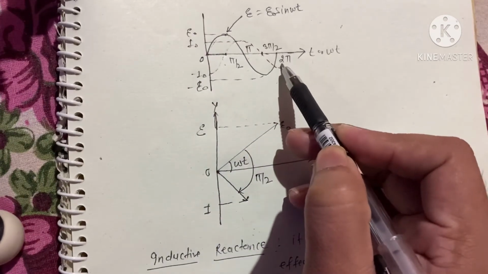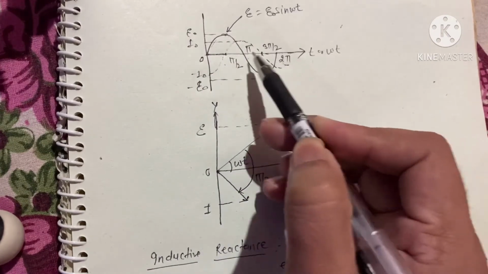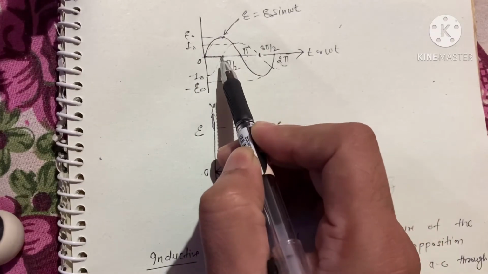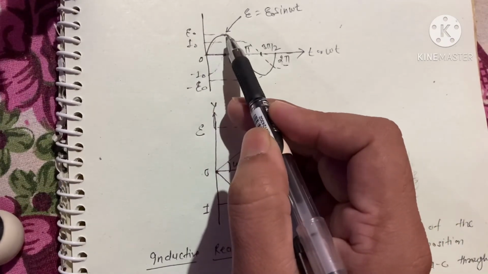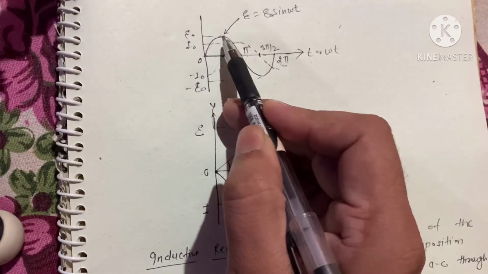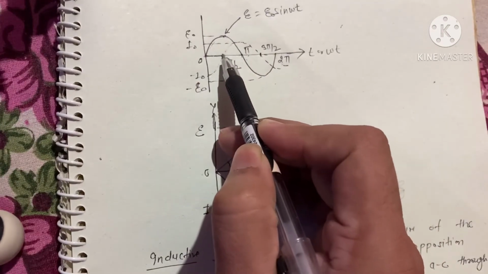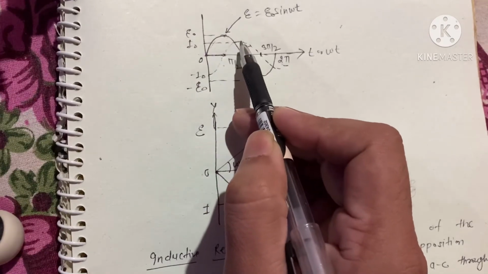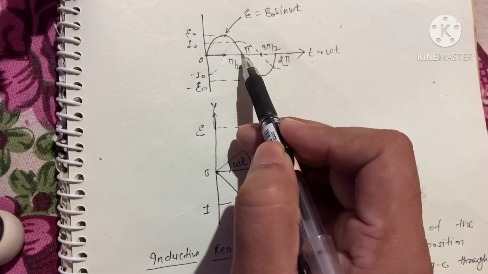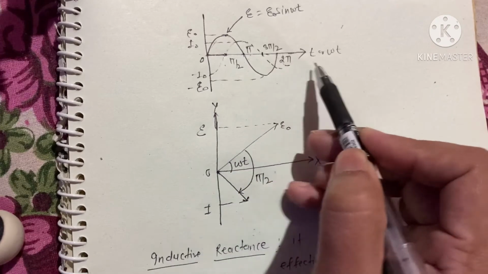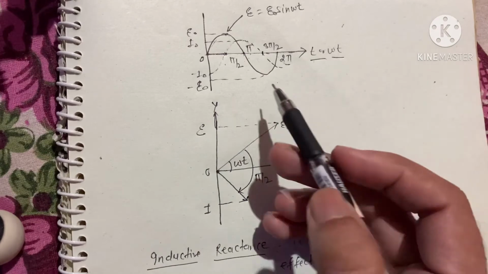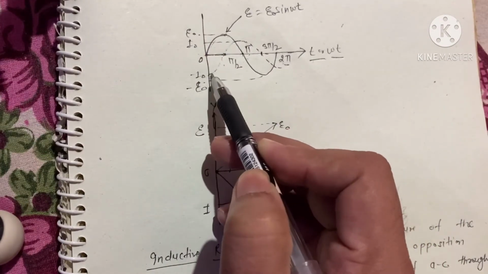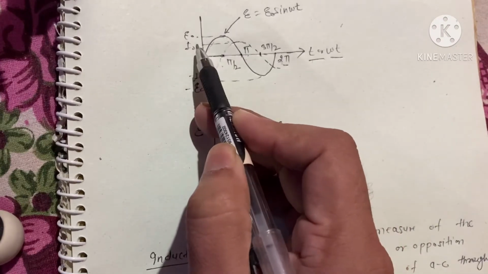For one complete cycle, the phase is 2 pi. So half of it is pi, and half of pi is pi by 2. When EMF reaches pi by 2, the value of current is 0 there. You can follow the graph: when EMF becomes 0, current becomes maximum. Like this, and here you have to write T or omega t, very important. This is the peak value of EMF, and this is the peak value of current. Like that you have to draw the graph.